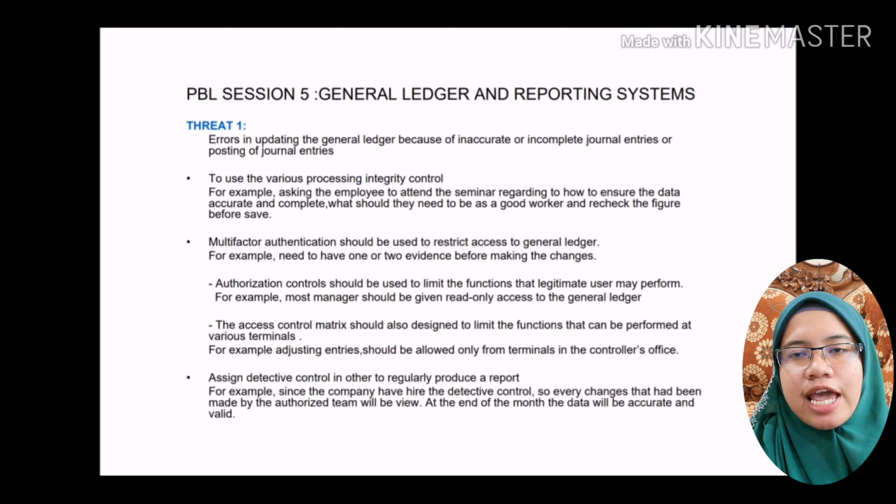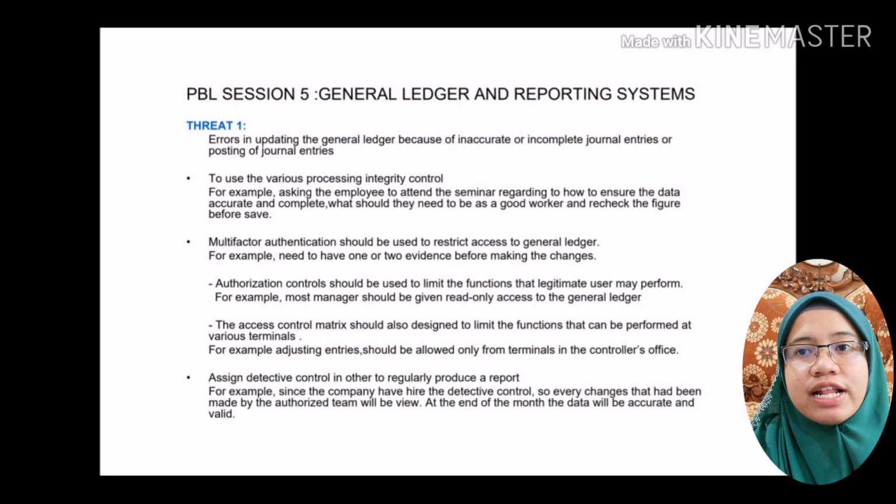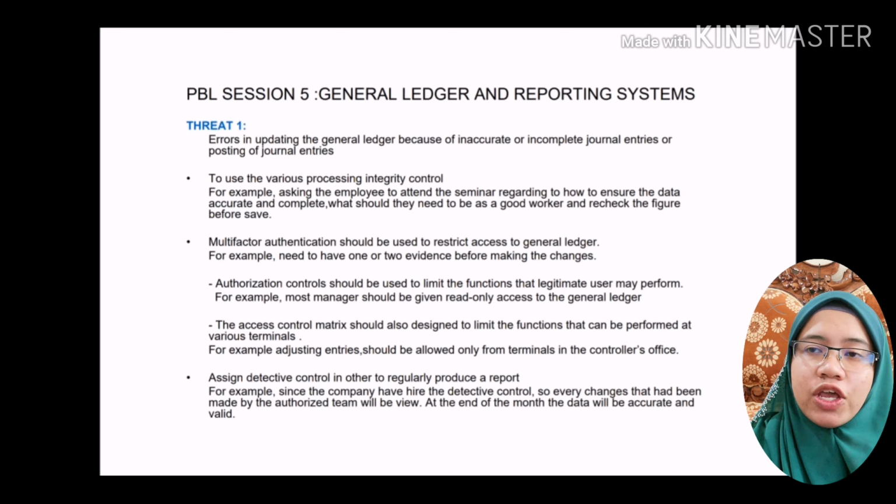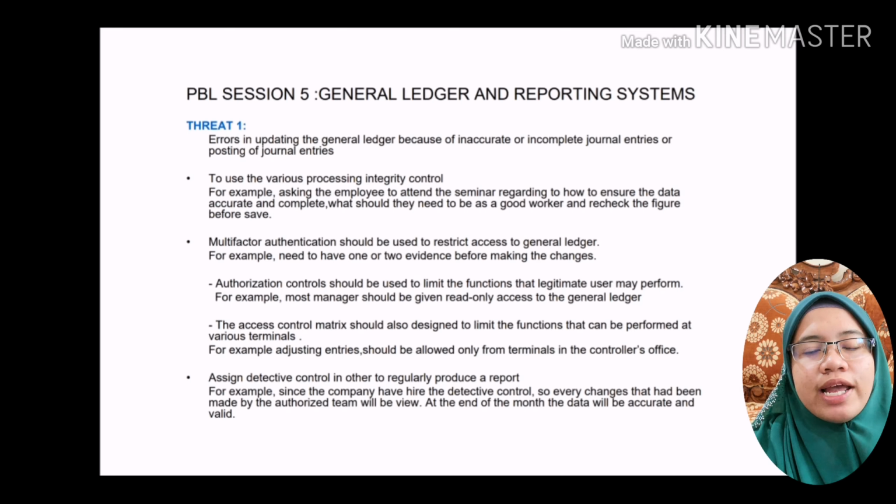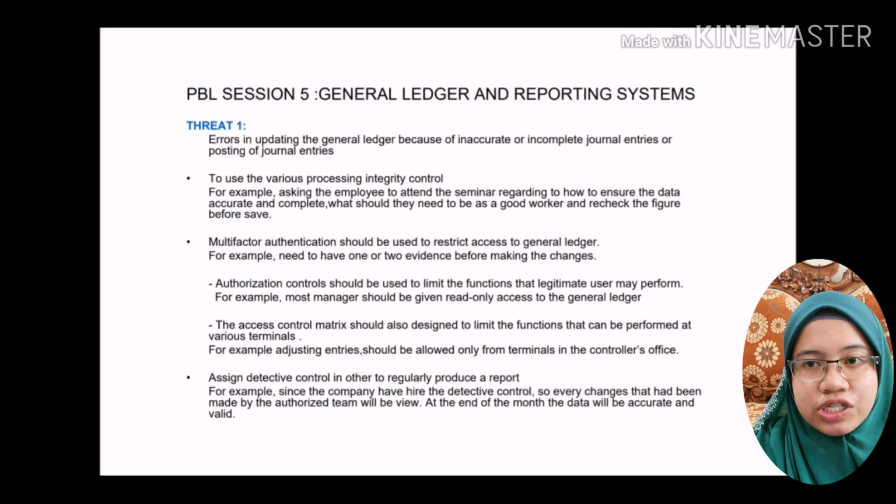Trait 1. Error in updating the general ledger because of inaccurate or incomplete journal entry or posting of journal entries. There are three ways to control this trait. One of the ways is to use the various processing integrity controls, which can minimize the risk of data input error when the treasurer and controller make direct journal entries.